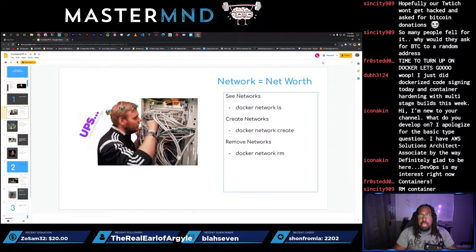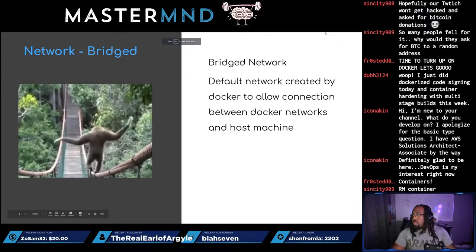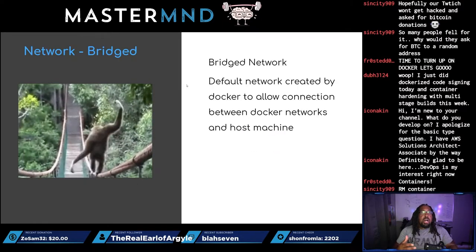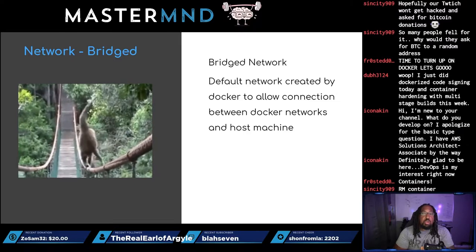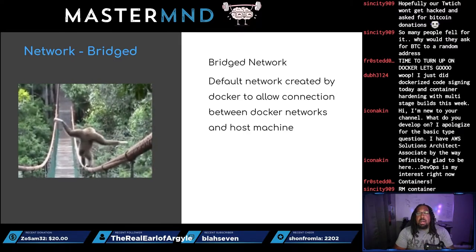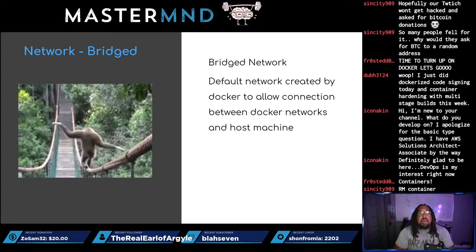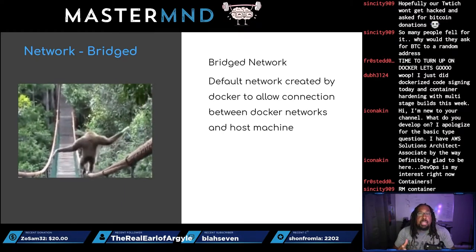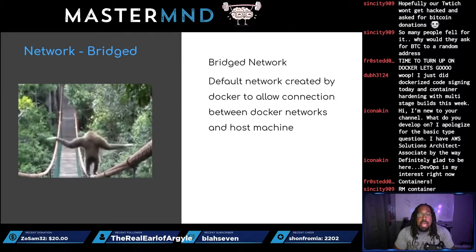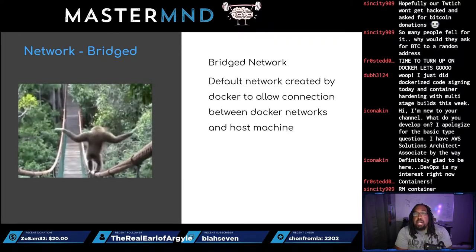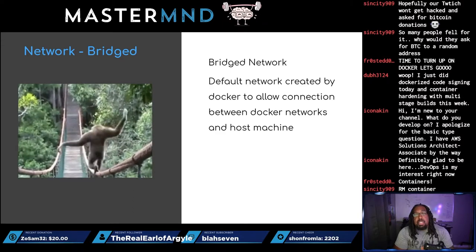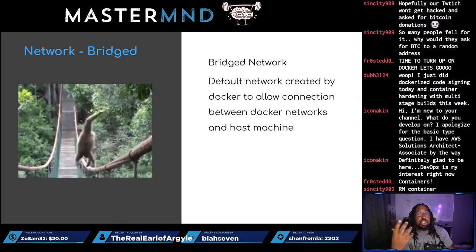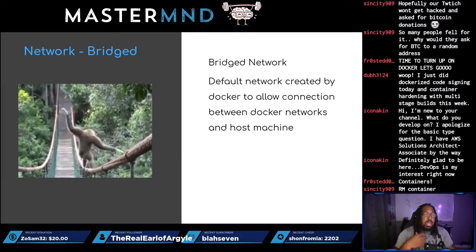All right, next slide here. So let's talk about some of the different network modes. We saw in there that the mode was a bridged network. Again, we're not going to dive too deep into actual networking tonight. We're really going to focus on networking as it entails for Docker. But a bridged network is kind of the default. It's the default network that's created by Docker to allow connections between Docker networks and the host machine.